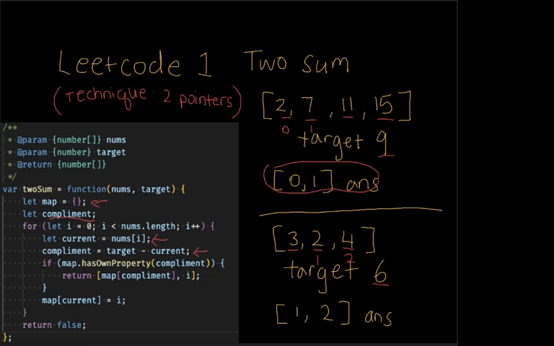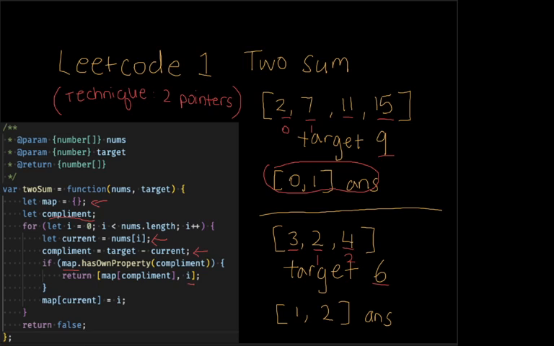So you do that really quick calculation, and then you check to see if the map or the hash contains that particular complement. If it does, you look inside the hash for the value stored at the complement, which will have the array index, and the current array index, and you just return that. And that's going to be your final answer.